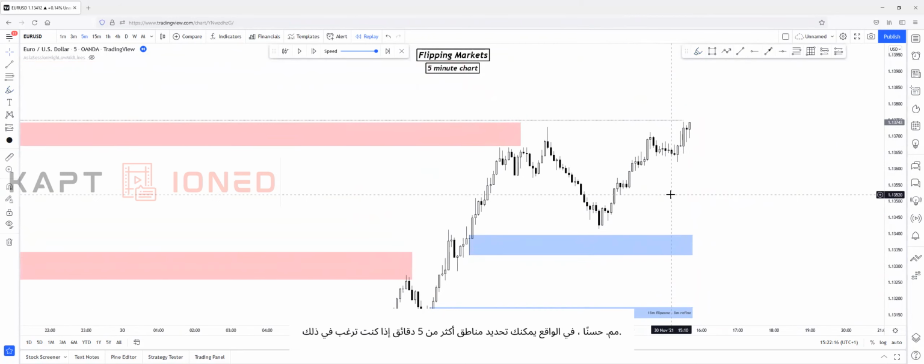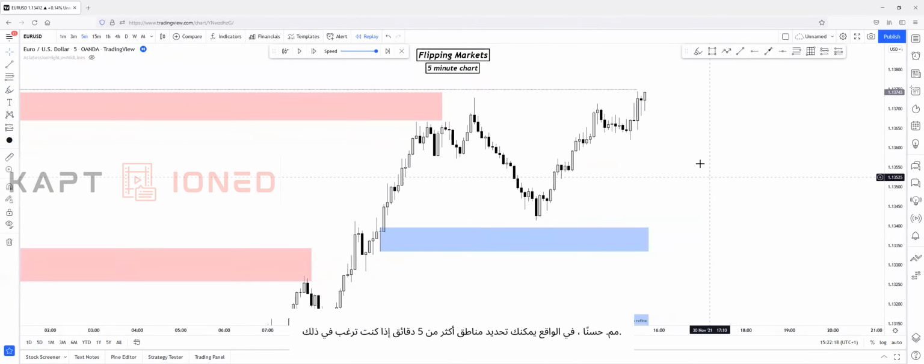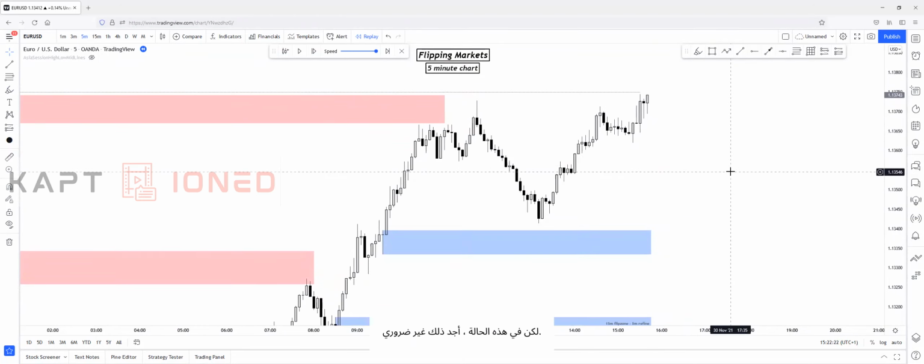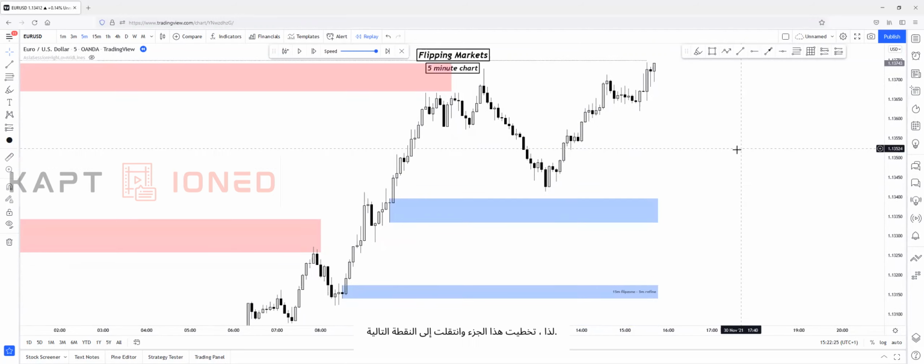So yeah, actually you can mark out more 5-minute zones if you'd like to, but in this case, I find it unnecessary. So let's just skip this part and jump to the next point.